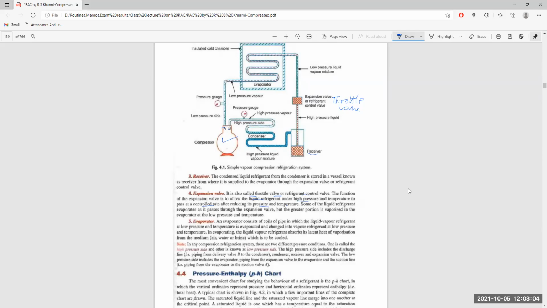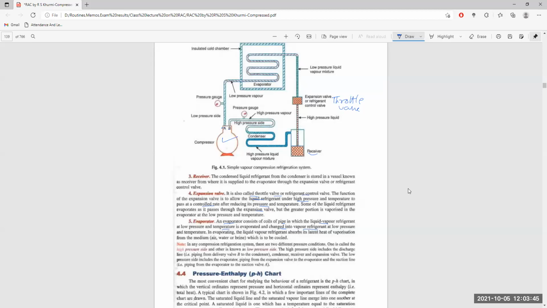Some of the liquid flashes as it passes through the expansion valve, but the greater portion is evaporated at the low pressure and temperature. Next is the evaporator. An evaporator consists of coils of pipe, where liquid refrigerant at low pressure and temperature is evaporated and changed into vapor refrigerant at low pressure and temperature. It has become a low pressure, low temperature, gaseous refrigerant.